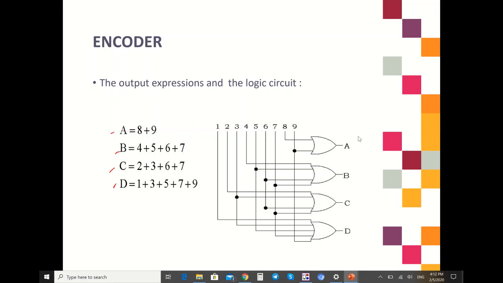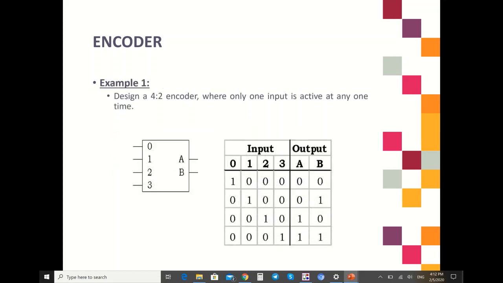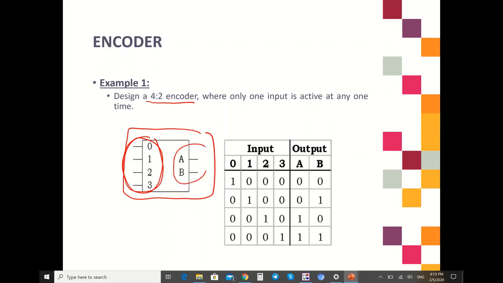So this is the first example. Now we look at the second example, which is for the 4-2 encoder. This is the diagram for the 4-2 encoder. You have 4 decimal inputs, which is 4 decimal numbers. And then you have 2 outputs, 2 bits of binary.